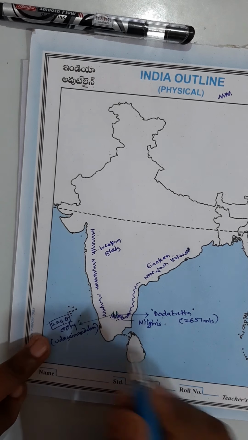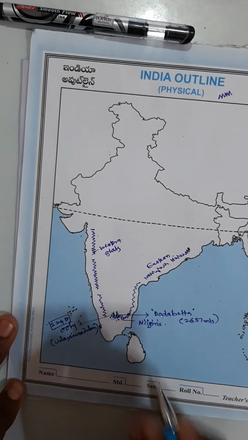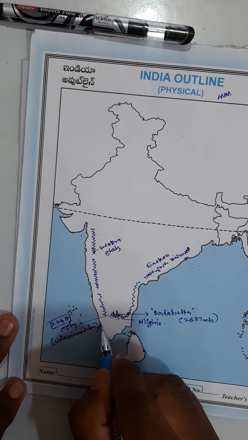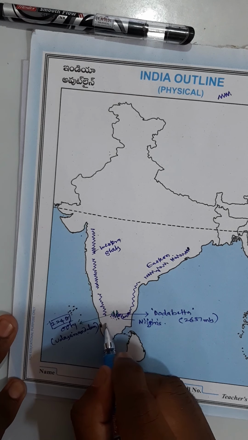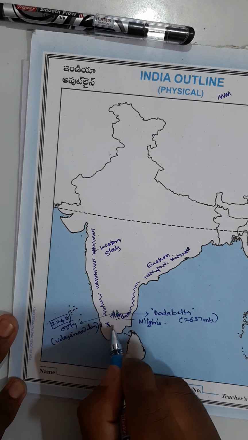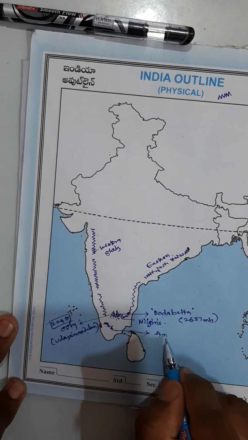Right after this you find one more important mountain range in southern India. Here you remember this edge in Kerala, the bottom of southern Kerala, and here you find these hills. These hills are called Annamalai Hills.